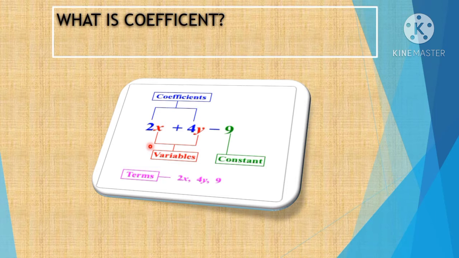Terms means in between each term there will be some operation. So we can take 2x as one term, then 4y the second term, then 9 is the third term. Look at here, what are the terms present in this expression? 2x, 4y and 9. So now what are the new terms you have learned in this chapter? You have learned about expression and equation. You know to identify the expression and equation. Then you have learned about variables and constant. Now we have learned about coefficient. Okay, now let's see the next definition.